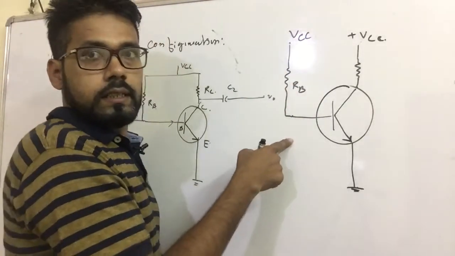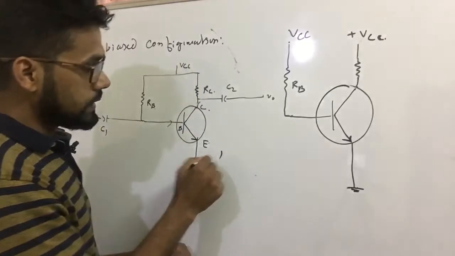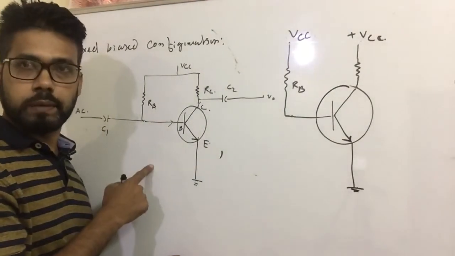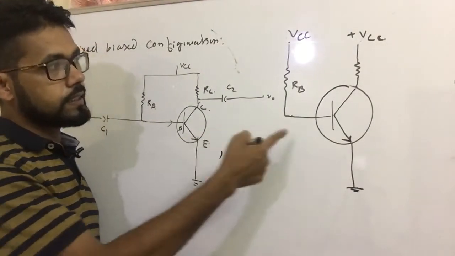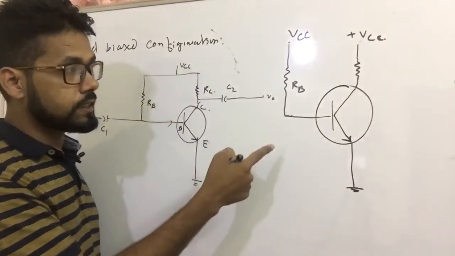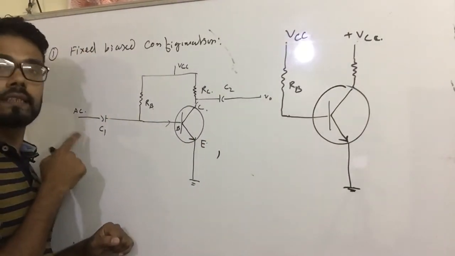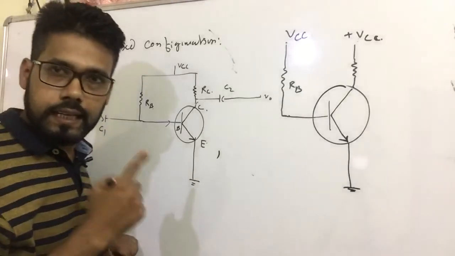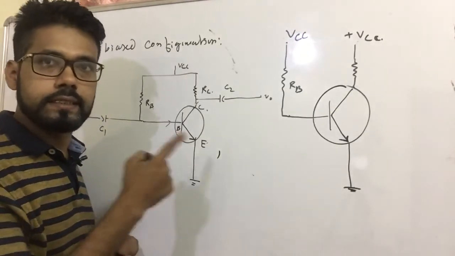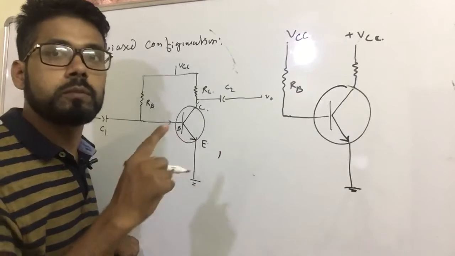Why? Because this is the original circuit. This is a fixed bias circuit. And this is a DC equivalent circuit. Why this DC equivalent circuit? Because this is a capacitor. Capacitor blocks the DC. In order to analyze the circuit under DC condition, we have to remove the capacitor.